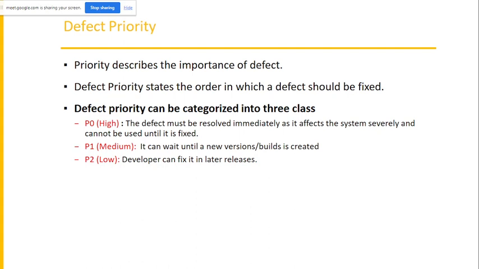So maybe one release of the software product has been handed over to the customer. In future, the customer may give some more requirements for the same software product, so they are going to have one more release. In that release they can fix the defect.